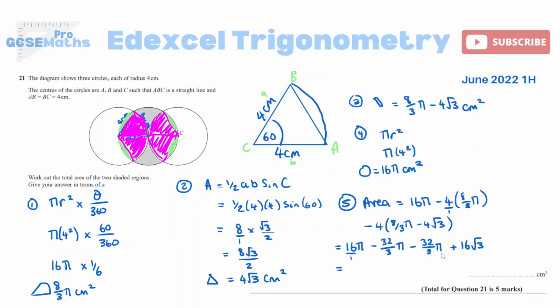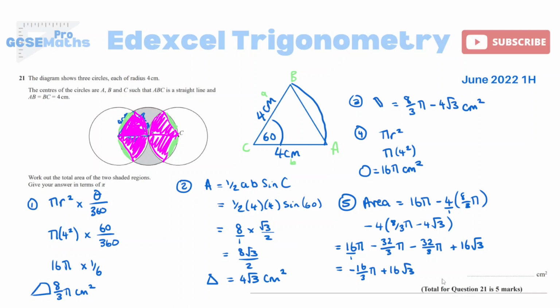We need them to have all the same denominator, so they need to be the denominator of 3. That's 48 over 3, that would make 16, wouldn't it? Pi minus 32 pi minus 32, so 48 minus 64 is negative 16. So we write that again, we got negative 16 over 3 pi plus 16 root 3.